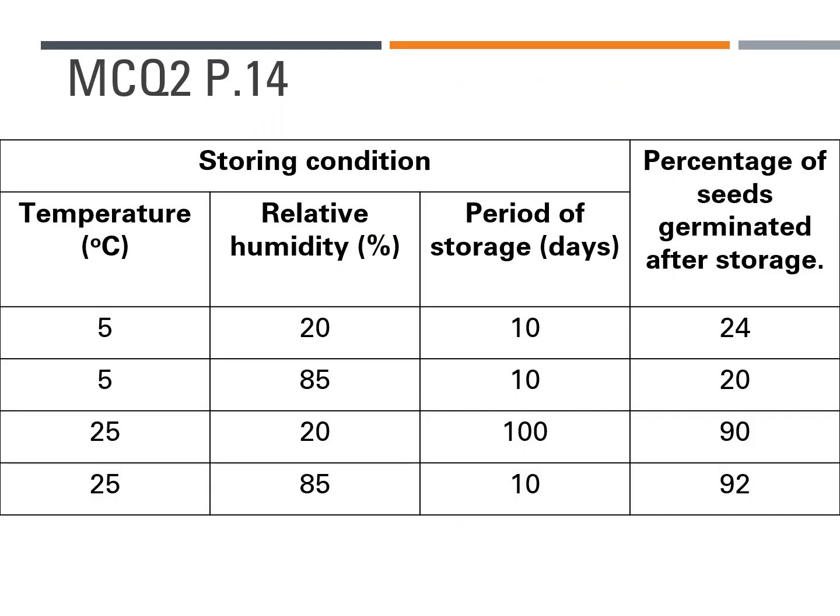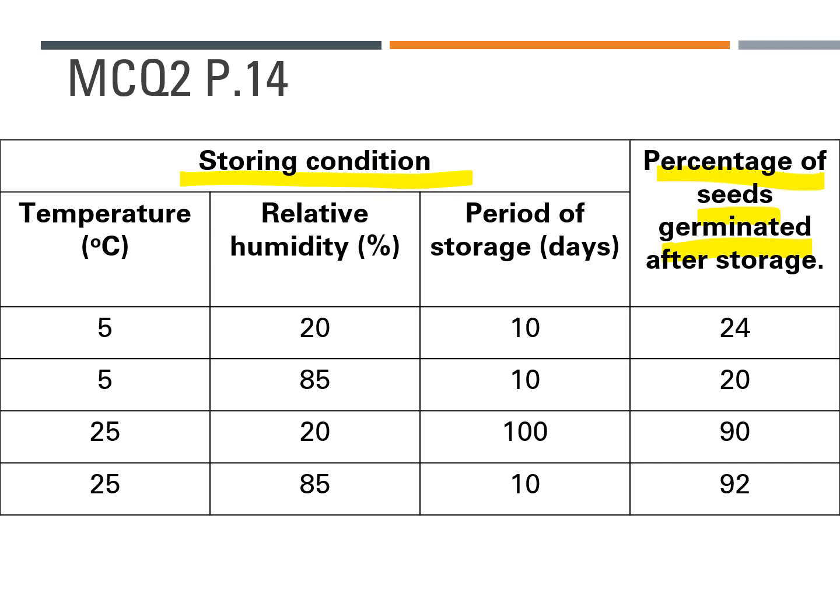Let's take a look at MCQ question 2 on page 14 of your textbook. The table below shows the storage condition of seed and the percentage of seed germination after storage. And you have 3 different storage conditions. You have temperature, relative humidity, and the period of storage. Let's together now take a look at how the temperature affects the percentage of seed germination after storage.